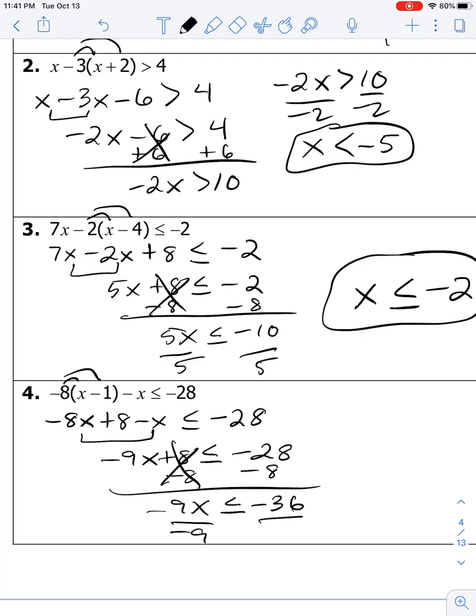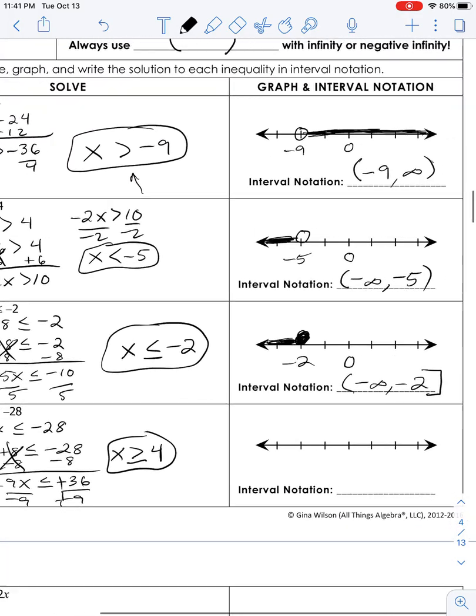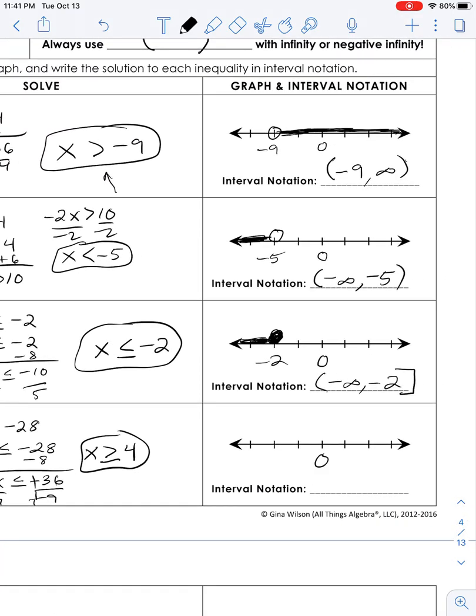And this time we are going to divide by a negative number. So now we have to flip the sign. Negative over negative is a positive, so 36 divided by 9 is 4. So there's our answer. So we'll put 4 about right there. Closed circle, because there's a line underneath the sign. This time it's big mouth facing the X, so we're going to shade to the right.